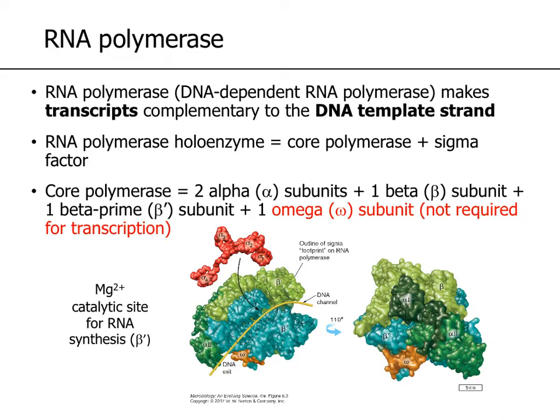So this is what they look like. So this is just the core polymerase and what it looks like when it's assembled. So you can see, and in here, this is where the beta prime, and this is where the DNA actually goes through. And so the beta prime subunit is actually where the catalytic site is for putting together the RNA strands.